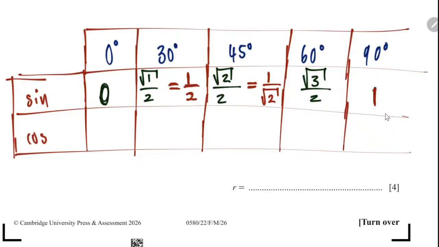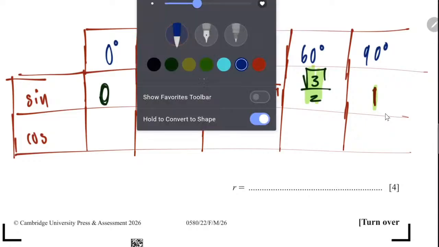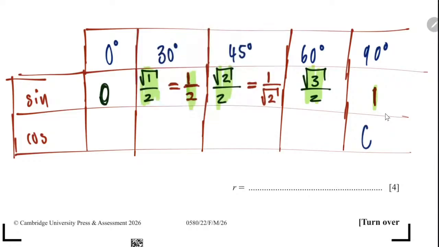Then we use 1. So you must know the original version, root 1 over 2, which is actually just a half. Root 2 over 2, root 3 over 2, and then 1. So you should know how it follows a pattern. Then for cos, it would start vice versa. 0 here, then what? Root 1 over 2.